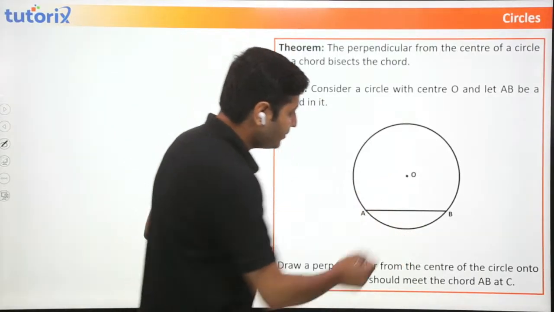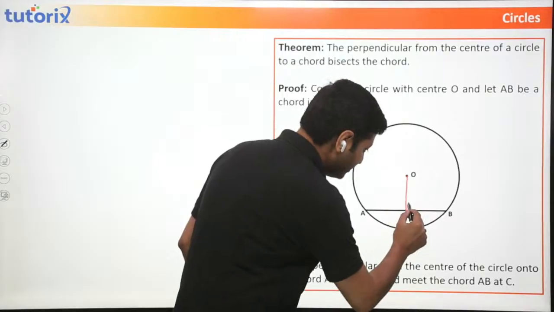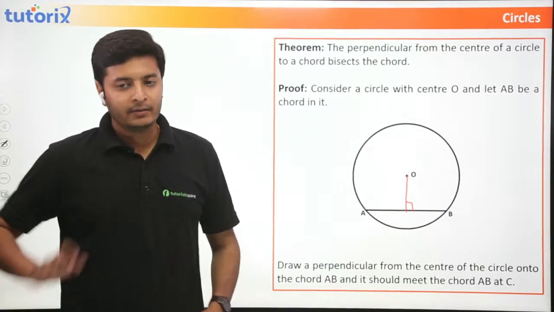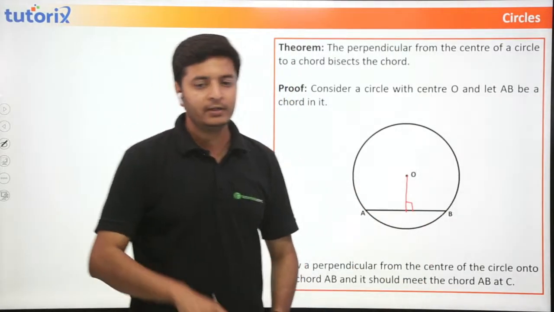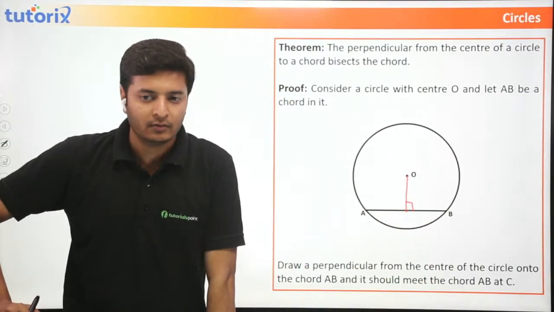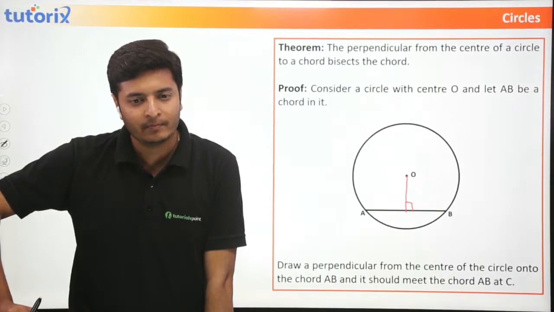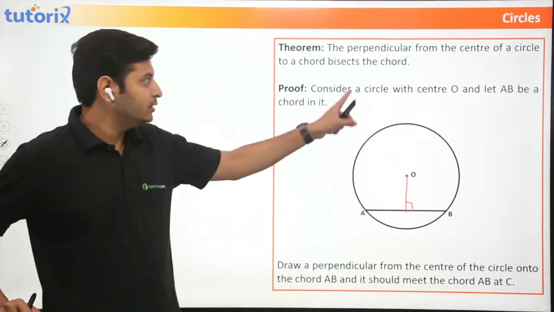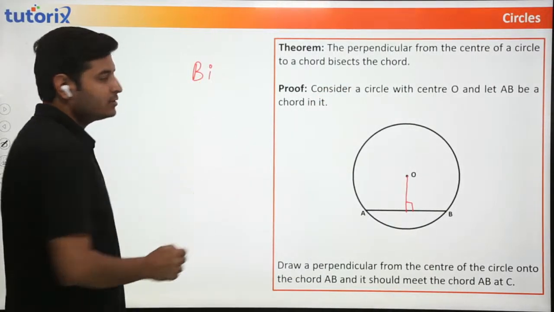So we are drawing a perpendicular from the center. This angle is 90 degrees then. So we need to prove that this perpendicular is bisecting. What do we understand by this term bisect? Divides equally, in two equal parts. Very good.